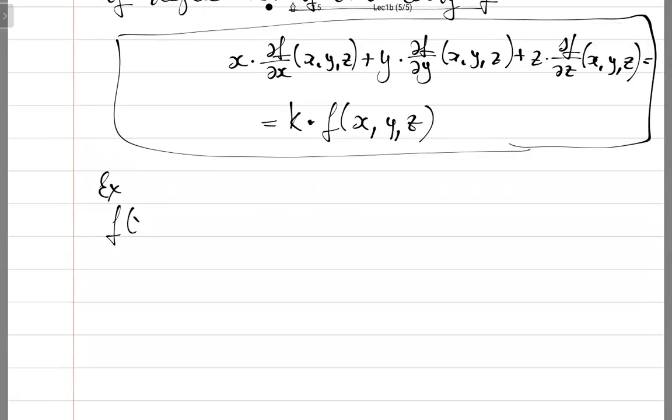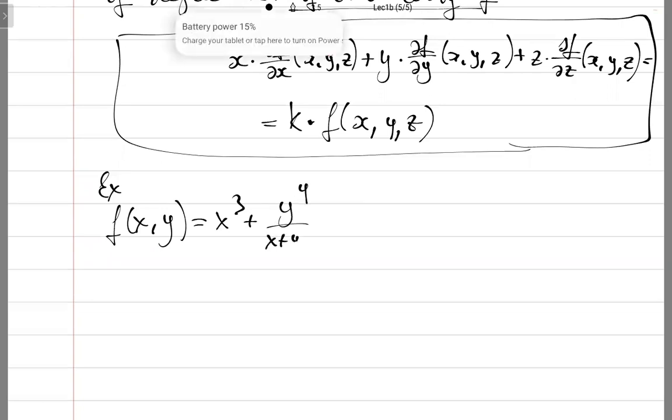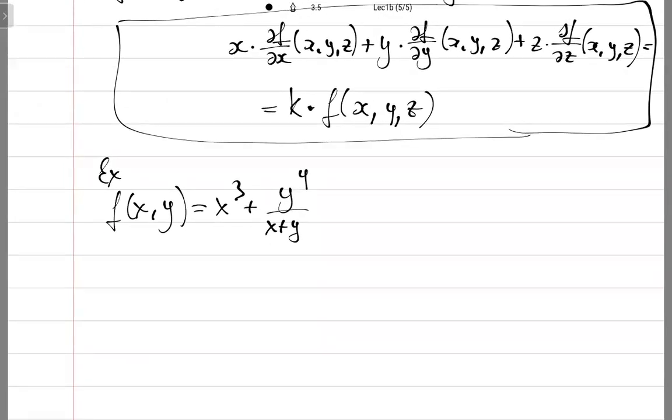Let's consider an example. F of x and y is something like x cubed plus y to the power 4 divided by x plus y. Okay, let's use this approach by Leonhard Euler. So let's check what is f prime with respect to x. F prime with respect to x is 3x squared plus y to the power 4 divided by (x plus y) squared multiplied by minus 1.